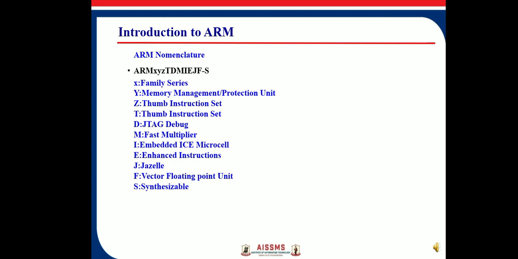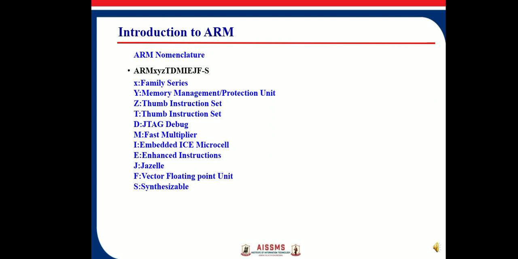T is the 16-bit Thumb decoder. D is the JTAG debugger. M is the fast multiplier. I is the embedded ICE microcell. E is enhanced instructions. J is Jazelle for accelerated Java execution. F is the vector floating point unit. S is the synthesizable version. So these are the nomenclatures which are used in the ARM processor.